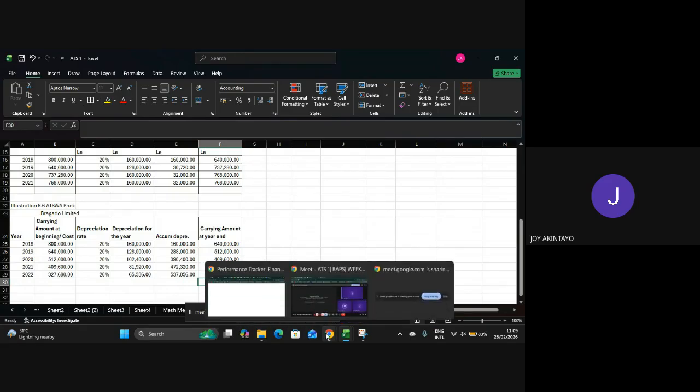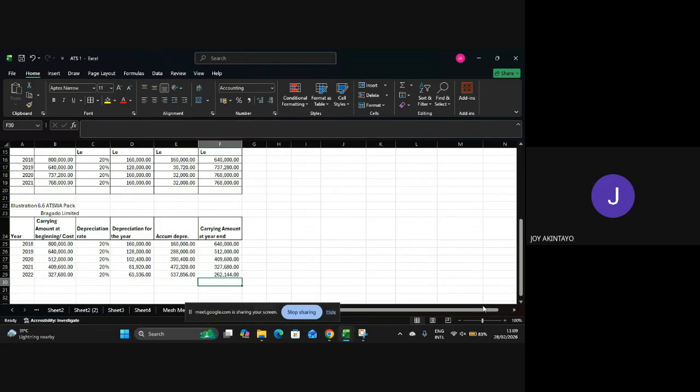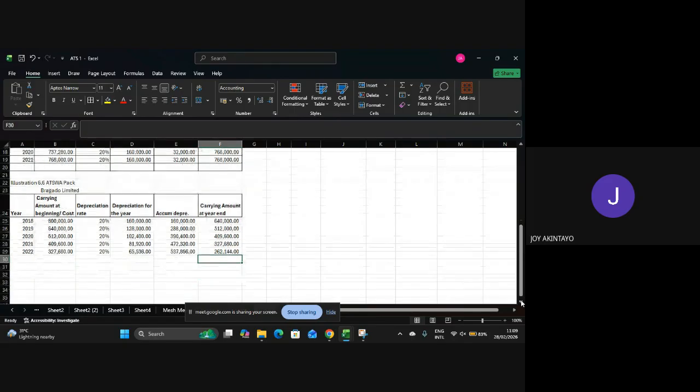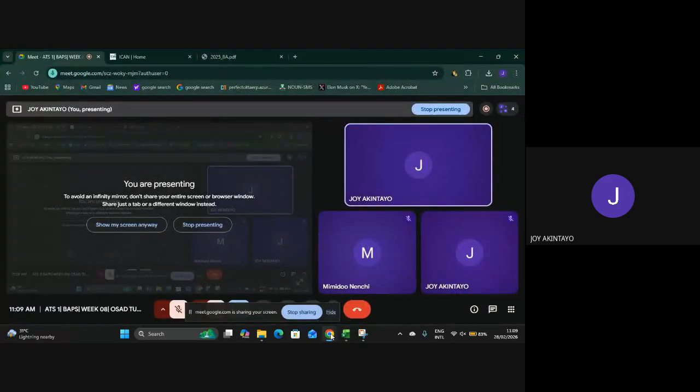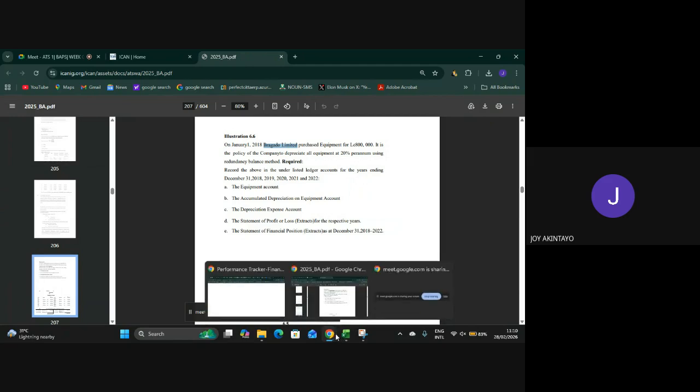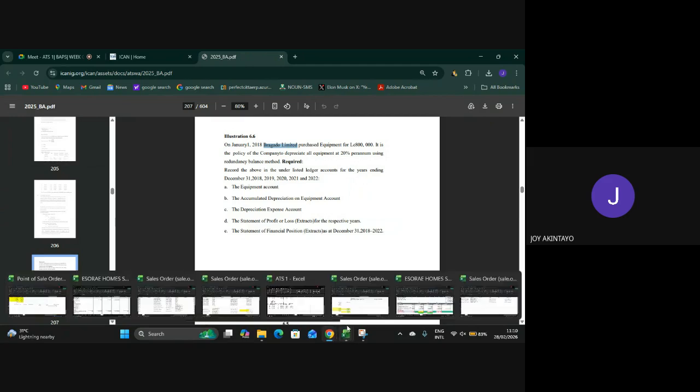We need to prepare our asset account. Which asset are we depreciating? That's the equipment account. Then go and pick your ledger head. You draw your ledger head. You know how to draw your ledger.